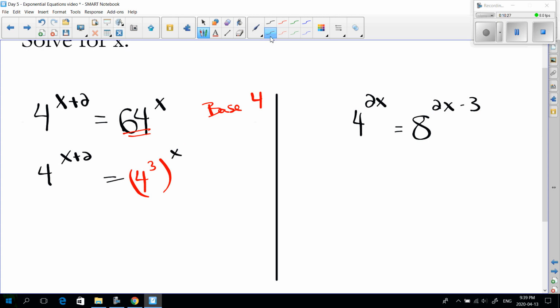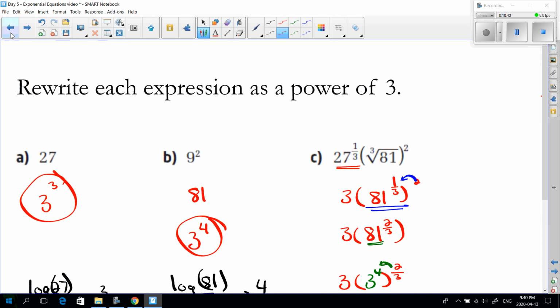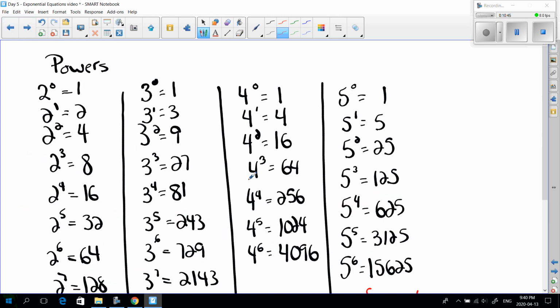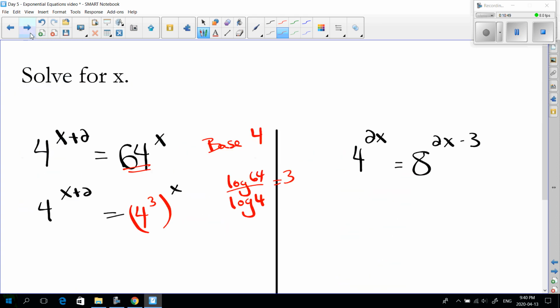Again, if you're not sure how I'm getting that, remember it's the log of 64 divided by the log of 4. It equals 3. Don't forget to write 4 to the third. You can't just write a 3 here. 64 doesn't become a 3. It's 4 to the third. Or if you know your powers, if I scroll back here, look, 64 is 4 to the power of 3.